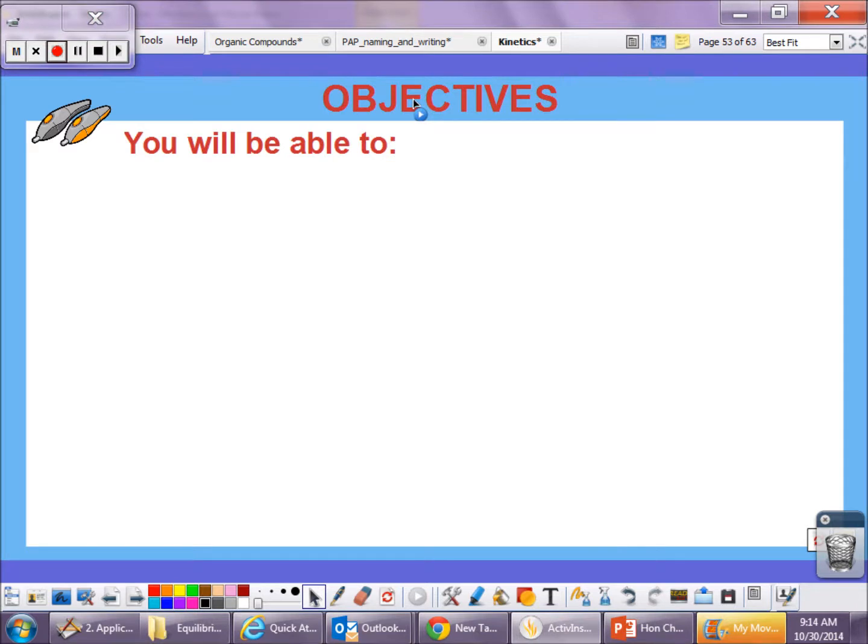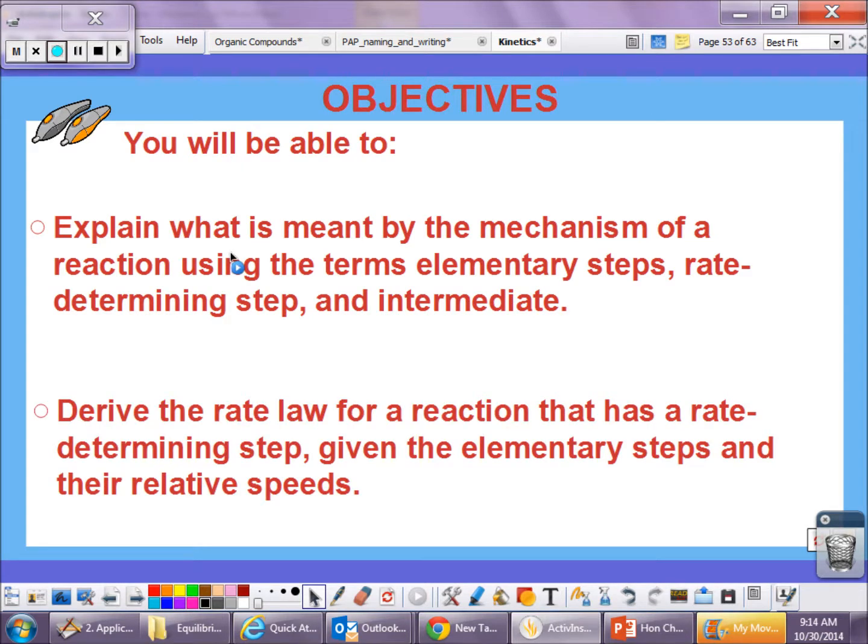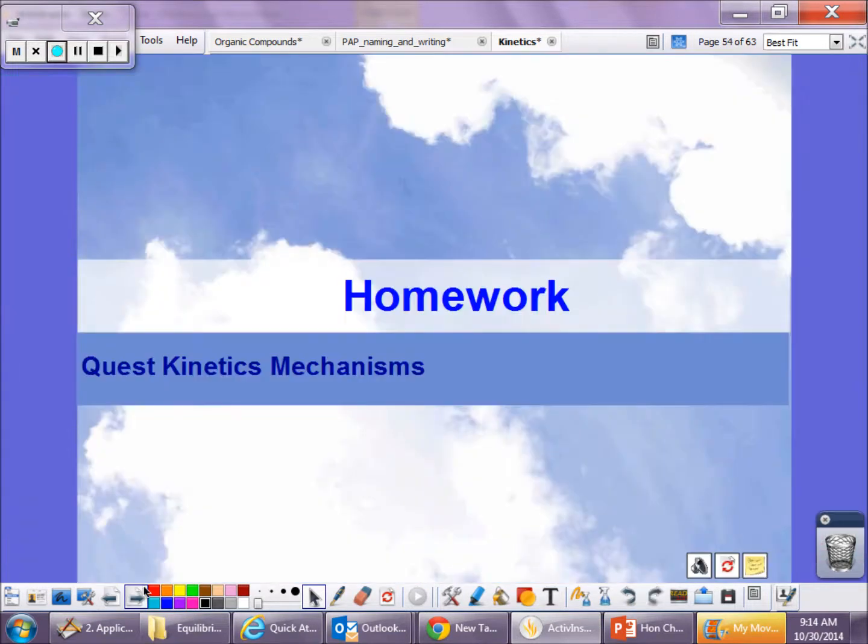Objectives. You will be able to explain what is meant by the mechanisms of a reaction using the terms elementary steps, rate determining steps, and intermediate. You should be able to derive the rate law for a reaction that has a rate determining step given the elementary steps and their relative speeds.